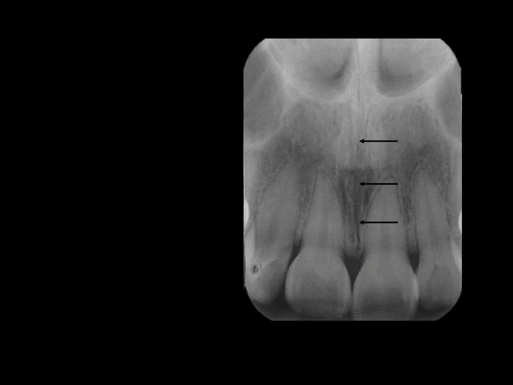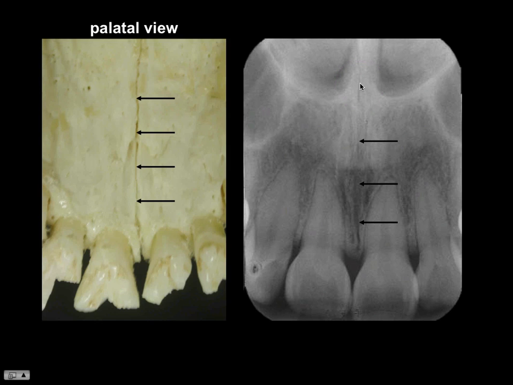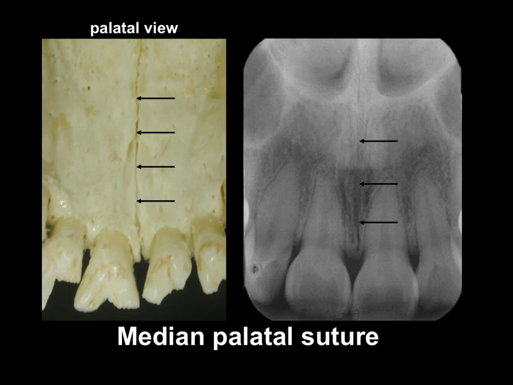Back to our anatomical tour now. These arrows are meant to be pointing at the very thin radiolucent line that you can just about make out. It shows also where we're looking at the nasal septum higher up, which may help you to see it. This is seen best on a skull on the palatal aspect of the jaw and represents the median palatal suture.